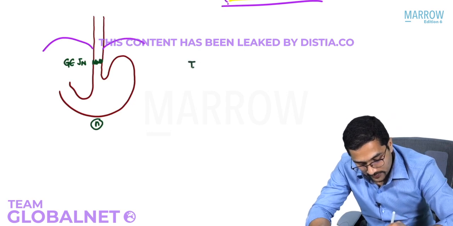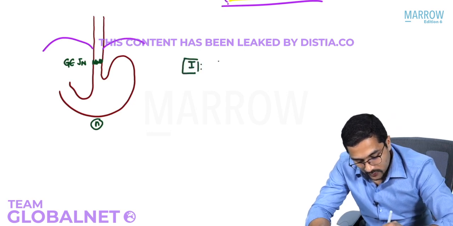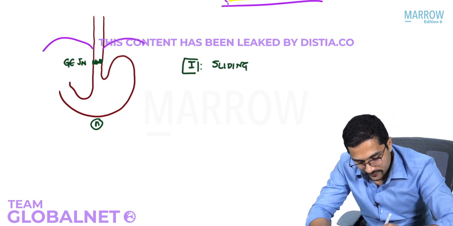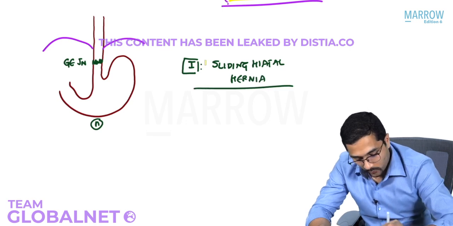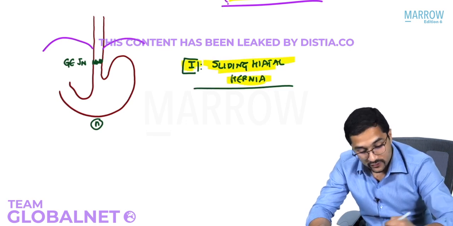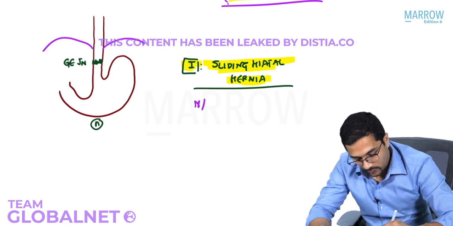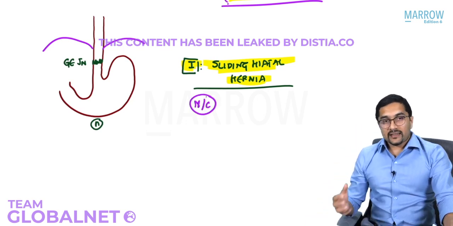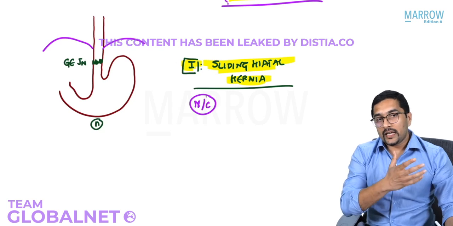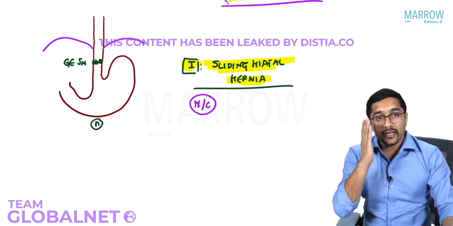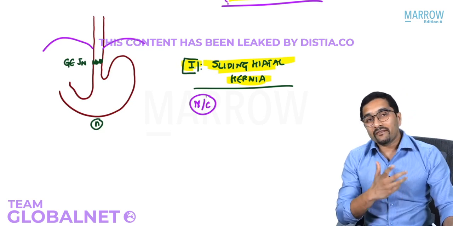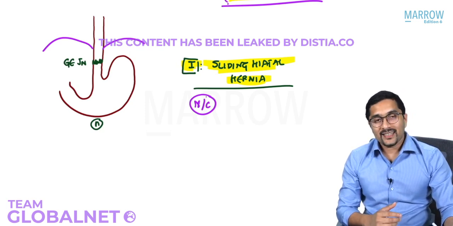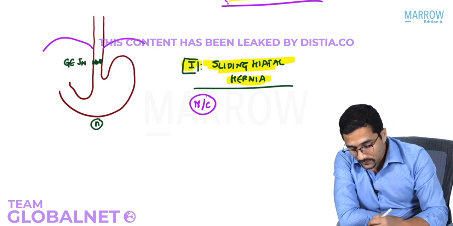Type 1 hiatal hernia is known as sliding hiatal hernia. And this sliding hiatal hernia is the most common type of hiatal hernia, which I've just told you. In fact, in books it is written that in asymptomatic patients, if you do a barium study, approximately 15 to 20% will have asymptomatic sliding hiatal hernias, right? So that's how common it is.